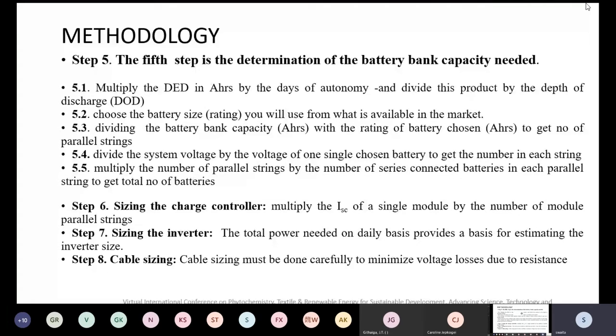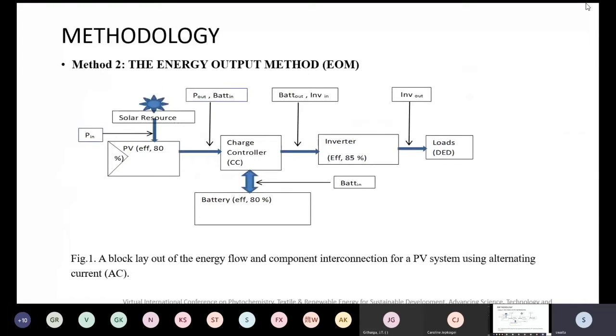So cable sizing has to be done professionally so that we can minimize voltage drop and losses along the way. We keep the distance as short as possible. We try to use as thick cables as practically possible. Now, that deals with the charging current method. Why do we call it the charging current method? Because the charging current determines the values of the other balance of system devices.